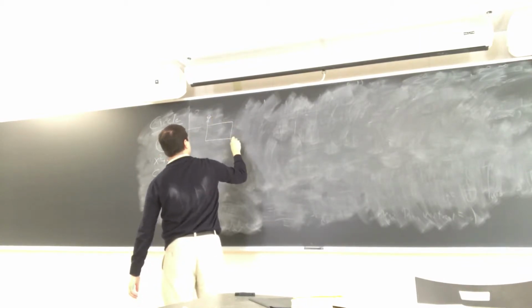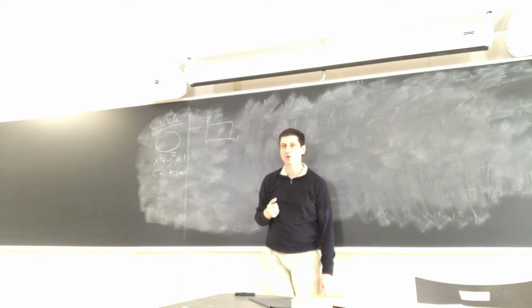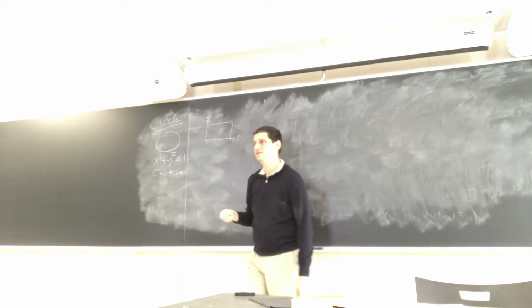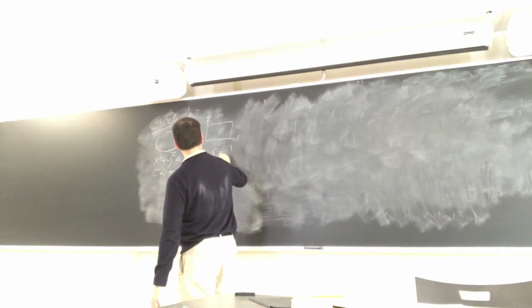So here's theta, here's r. So what would be the equation of a circle in polar coordinates? Good. r less than or equal to 1, and this is polar.